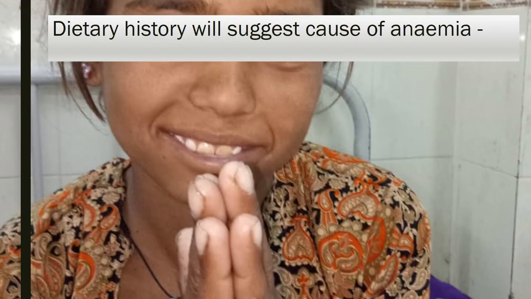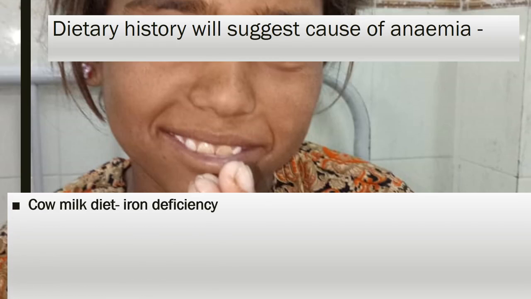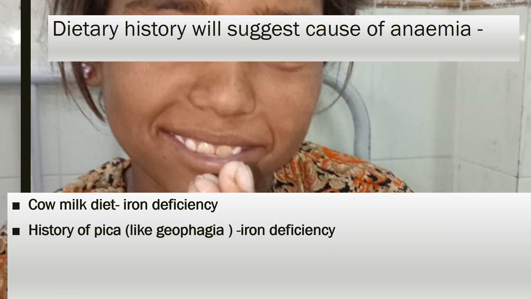As I said, you have to take a detailed history. Even dietary history gives a clue to the cause of anemia. If the child is on a cow milk diet, then the possibility of iron deficiency anemia will be there. If there is a history of pica, again you have to suspect iron deficiency, because pica is seen only in iron deficiency and lead poisoning.